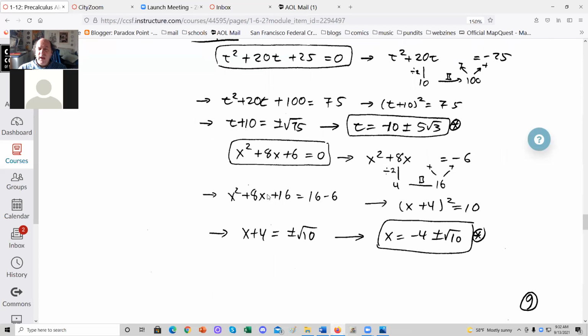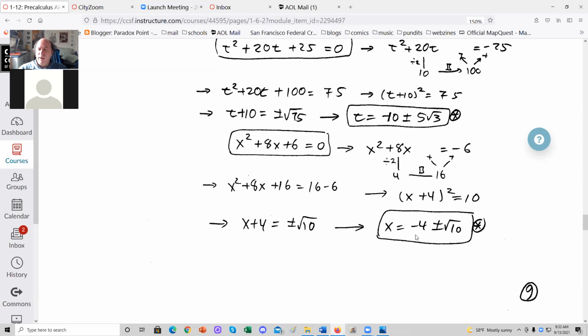Here we have x squared plus 8x plus 6 is 0. Transpose the 6: x squared plus 8x equals negative 6. To complete the square, take half of 8, that's 4. Square that, that's 16. Add to both sides: x squared plus 8x plus 16 equals 16 minus 6. The left side is x plus 4, all squared, like that. 16 minus 6 is 10. At this point, it's pretty much routine. Take square roots: x plus 4 equals plus or minus root 10. So x is negative 4 plus or minus root 10.